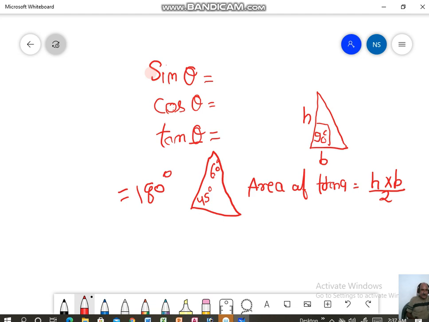At this time I am telling you sine theta, cos theta, tan theta, and cot, sec and cosec will be the opposite. Sine equal to hypotenuse upon base. No, sorry. Sine theta equal to height upon hypotenuse.